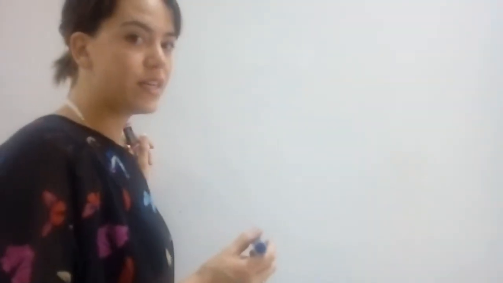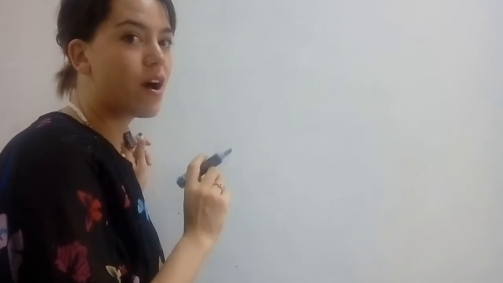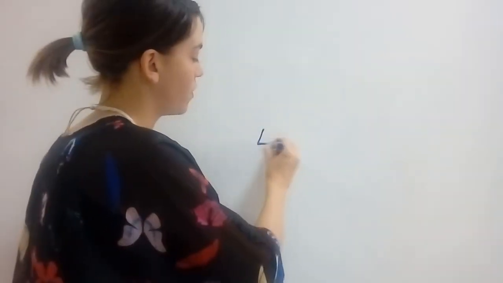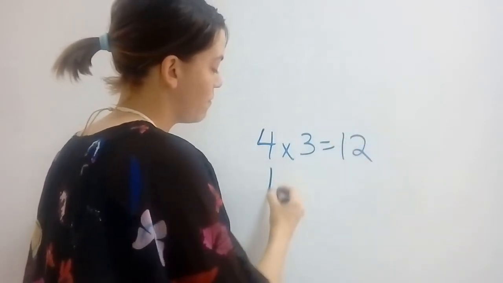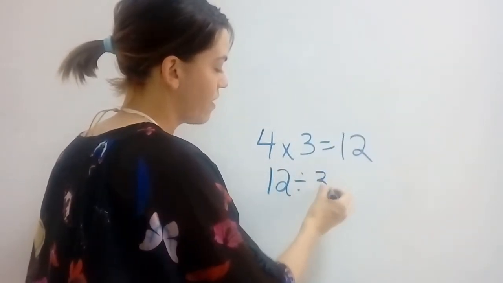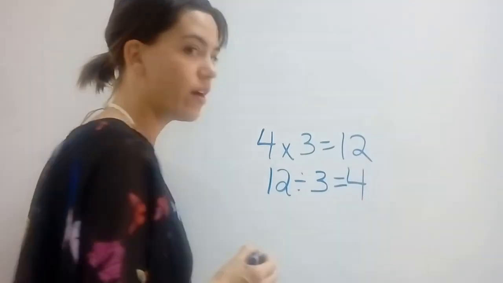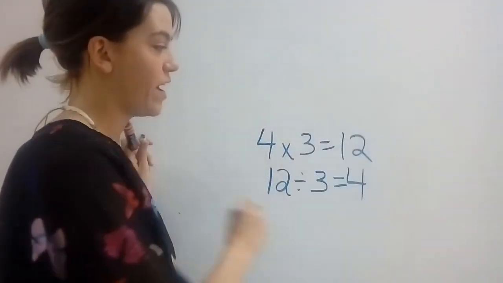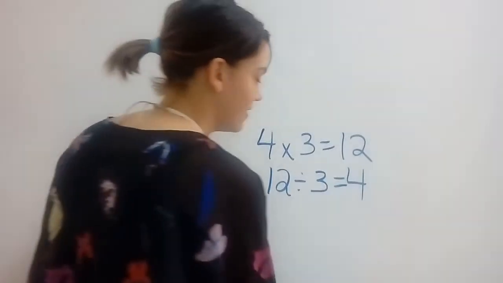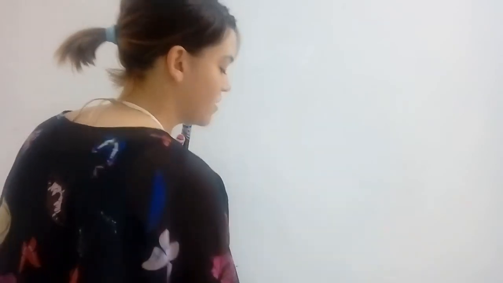So notice from before that multiplication is the opposite of division. So if 4 multiplied by 3 equals 12, that means that 12 divided by 3 equals 4. So if you know your multiplication table, you know how to divide very easily. With that being said, we're going to start on some long division.